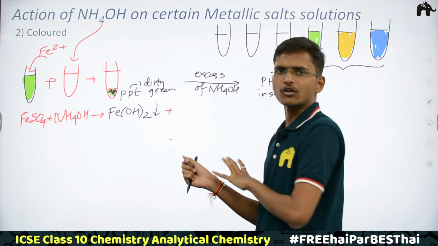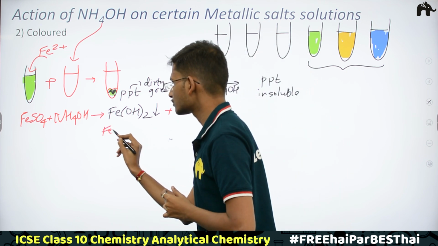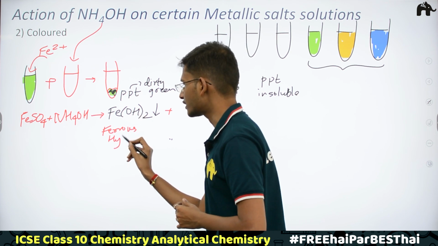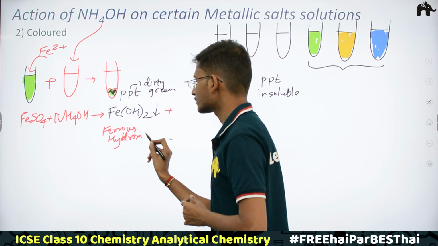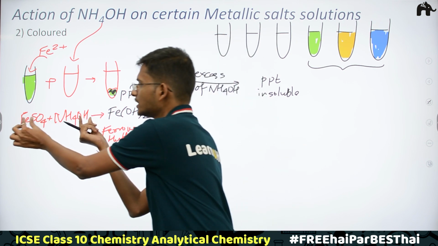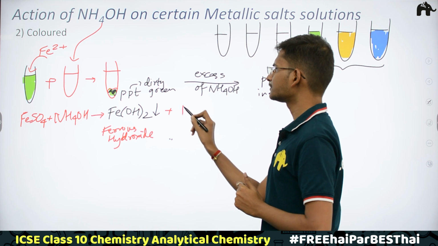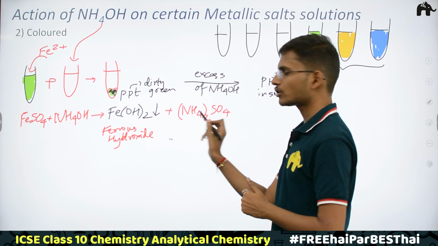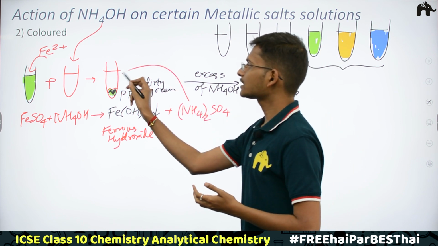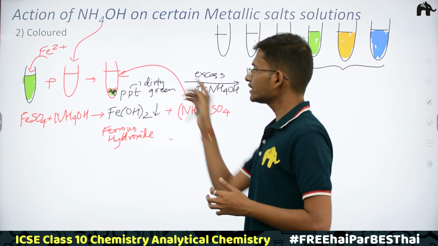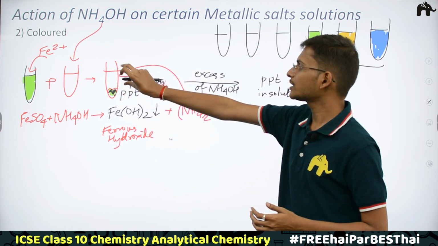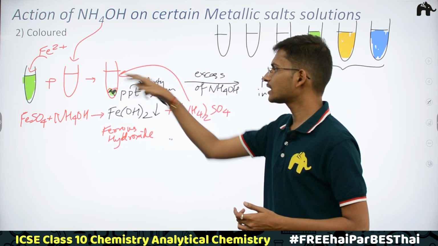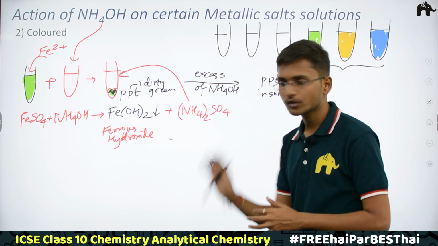Don't call it iron hydroxide. It is not actually correct. You have to write it as ferrous hydroxide, because Fe2+ ion is there in this hydroxide. So ferrous hydroxide is getting formed, and what is remaining? Ammonium ion and sulfate ion would form ammonium sulfate. So just write the formula of ammonium sulfate, NH4 twice SO4. We know that these ammonium salts are colorless, they are soluble, and they are present in this colorless solution. That's why this solution is colorless, okay. The upper part is colorless and the lower part is dirty green precipitate, okay. The upper part is colorless because of this (NH4)2SO4 salt.